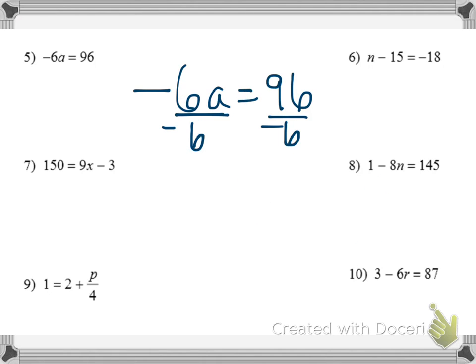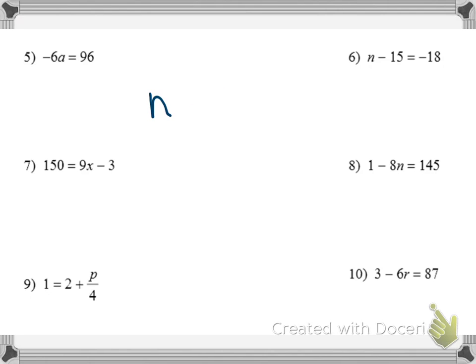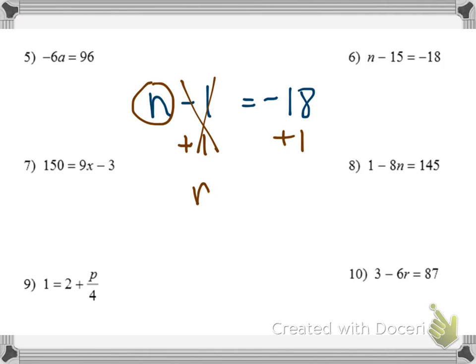All right, let's look at number 6. n minus 15 equals negative 18. All right, so here is my variable. I'm going to do the opposite operation on both sides. So that's going to be plus 15 on both sides because I'm adding or subtracting. This goes away, and n equals negative 17.